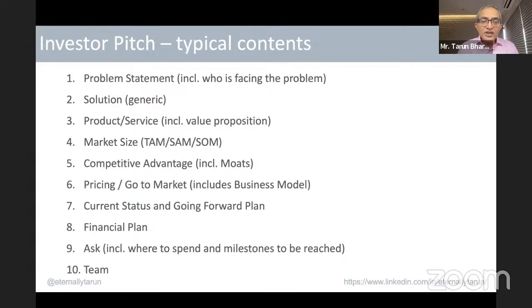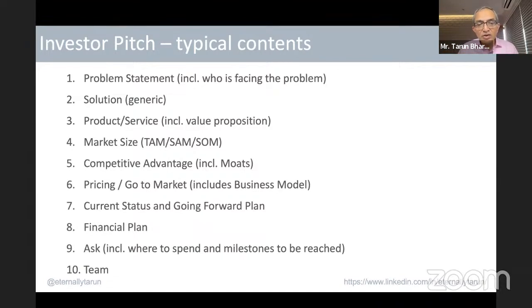The fifth, obviously, is the competitive advantage and the moats that you build around your business. What is it that you can do which nobody else can? Or nobody else can, but either they will take time, they may not be able to do it as well as you do, they cannot do it in as cost-efficient a manner as you do, or they may take a lot of time, right? So you have certain moats around your business.